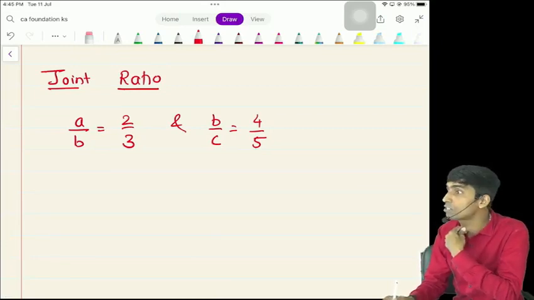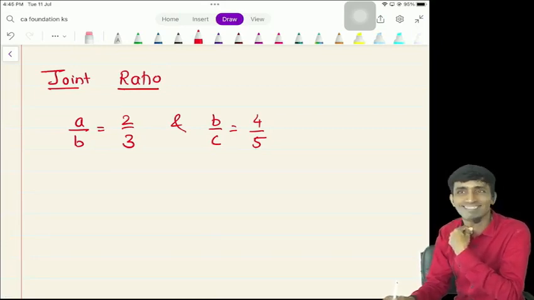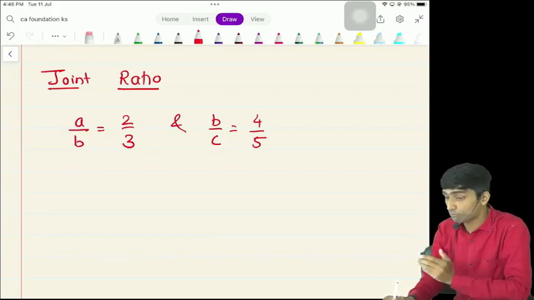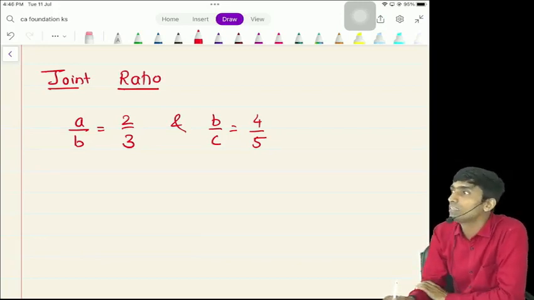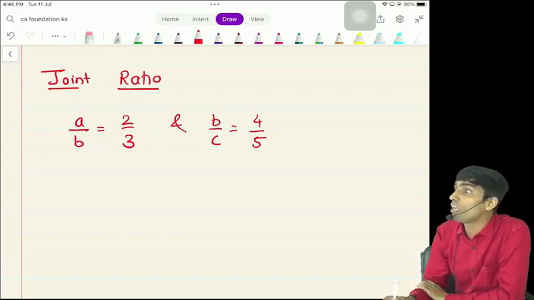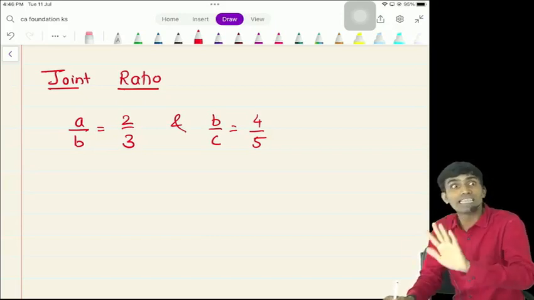B square is equal to AC, if it is in continued proportion. We have to make this continuous, joint. You have to join them. Someone will say take LCM and all. That is the right way, but I will teach you the easy way.